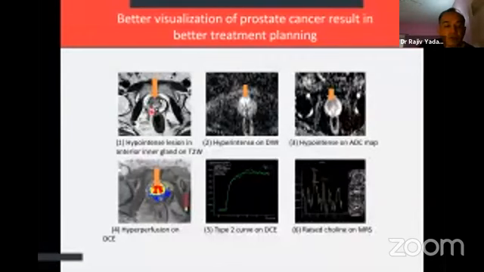So any urologist who is confident, who is looking at the images and doing the biopsies themselves, will definitely do a better biopsy with this knowledge of MRI in this particular patient.